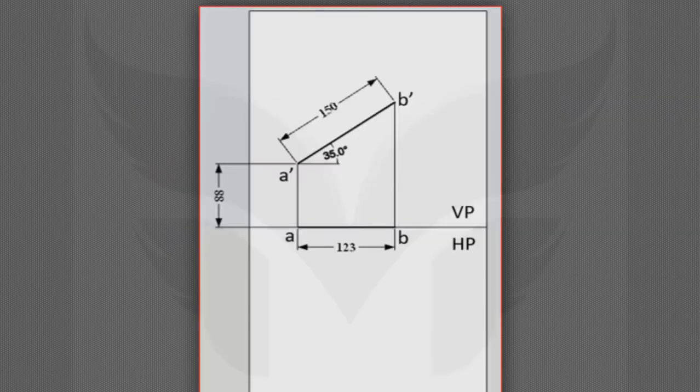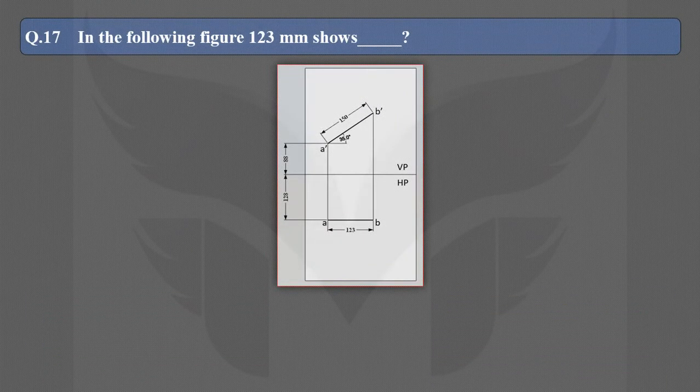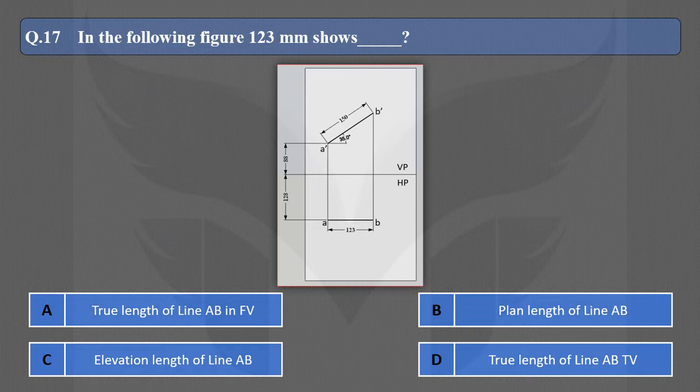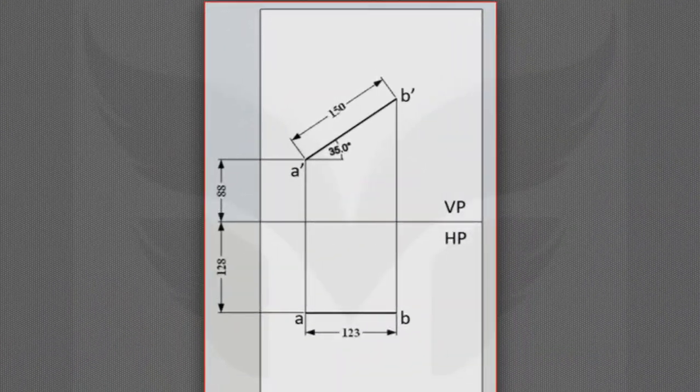Alright, let's move on to the next question. In the following figure, 123 mm shows dash dash. And here are the options. Here, 123 mm is a length appearing in the top view, so it may be a true length or a plan length. But if you take a look at the front view, then you will notice that the true length of the line is 150 mm and the length of the line in the top view is not 150 mm but shorter than that. So this 123 mm is the plan length.